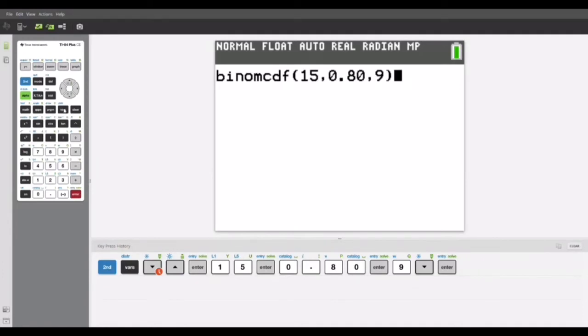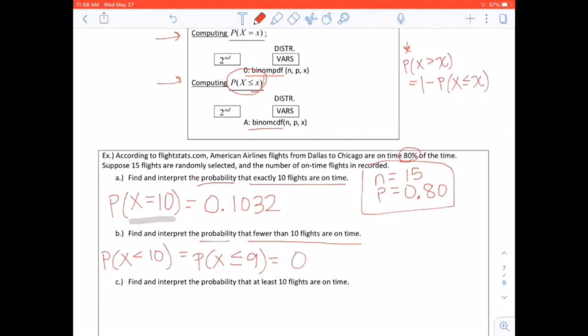Paste. And again, this is what it would look like if you had an older style calculator. Select enter. And we're going to go ahead and round that to 4 decimal places, so 0.0611. Rounding our probability to 4 decimal places, we get 0.0611.